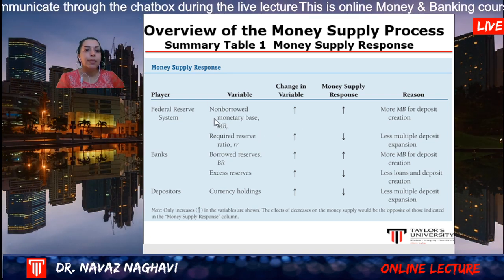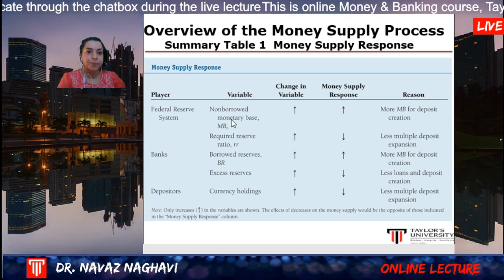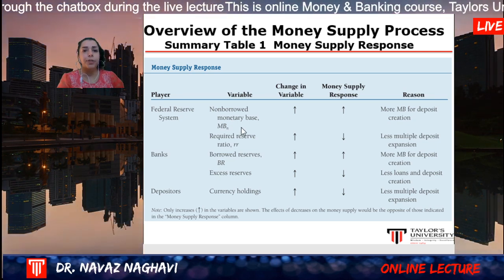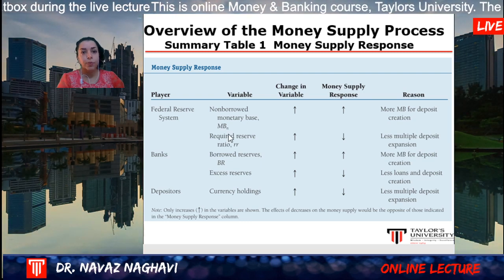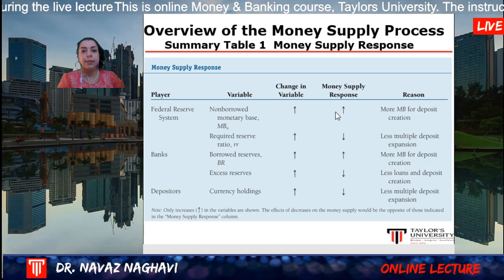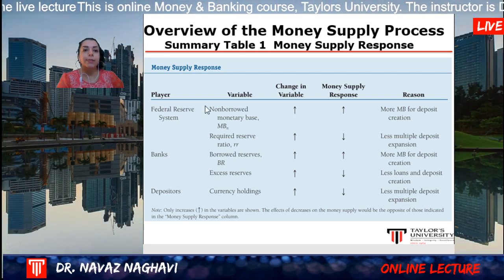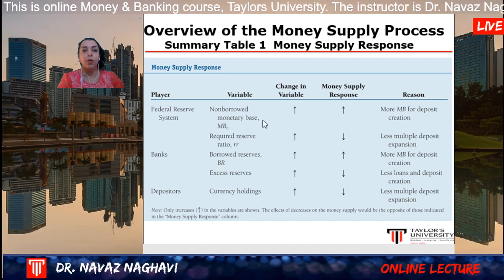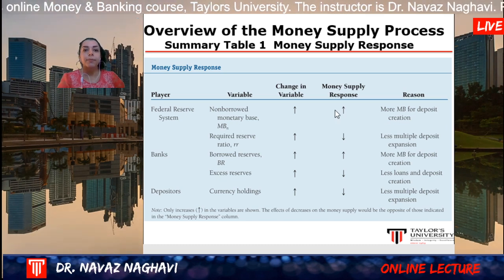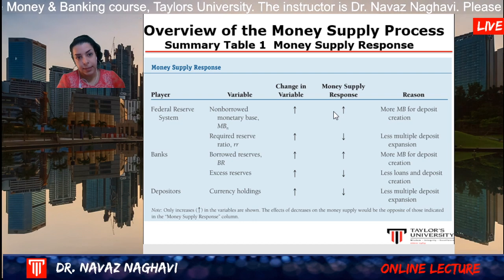If I ask you about the relationship between non-borrowed monetary base and money supply: non-borrowed monetary base was open market operation. Of course, they are positively related. So it means that once we increase the amount of open market operation, for example non-borrowed monetary base, we are increasing the money supply. That's fine.